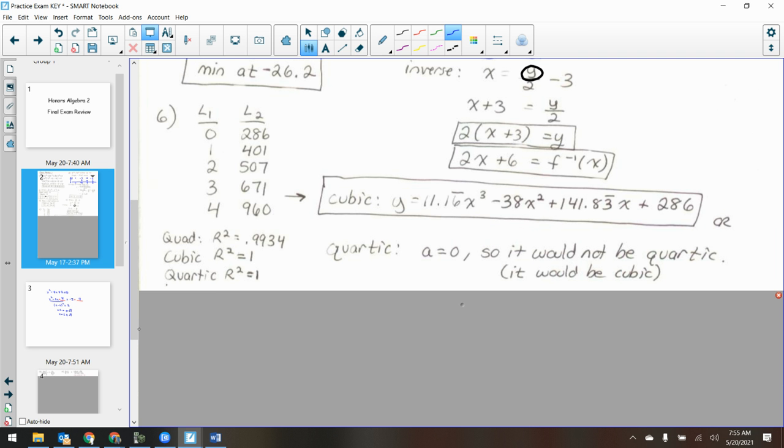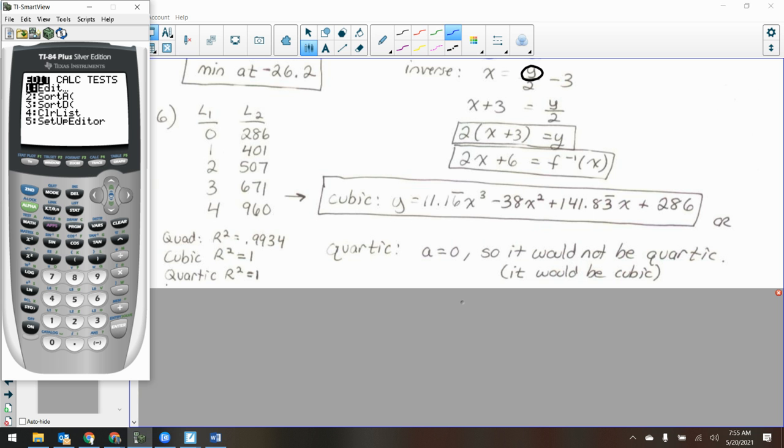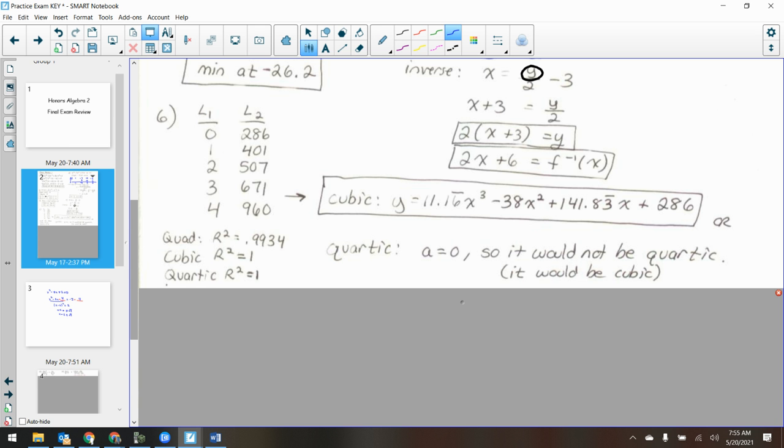And you got to figure out what the polynomial would be. Remember that all you need to do is just plug these into list 1 and list 2. Go into your calculator, stat, edit. Remember where that is? Stat, edit. And then you have your list 1s and your list 2s. And then you just figure out which one has the best r squared value. Looks like r squared value is at 1 at cubic and 1 at quartic. But if you check the one at quartic, the a value is 0, which reverts it back into being a cubic. So the cubic function is 11.16 repeating x cubed minus 38x squared plus 141.83 repeating x plus 286.